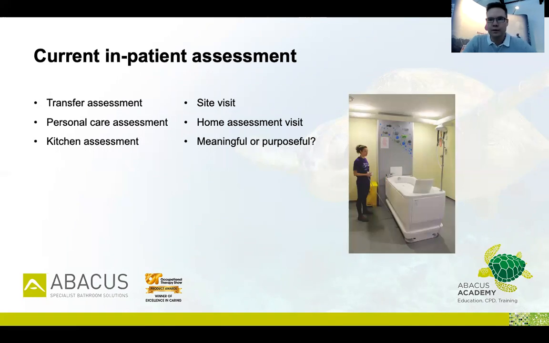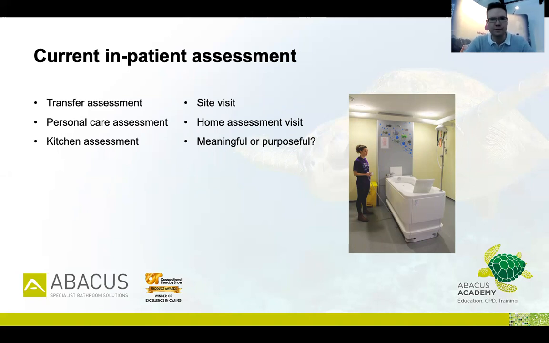So what do we do at the minute within inpatient settings? What service, what assessments do we provide? And we'll try and think about how we reflect on how that might change. So these are just a list of my experiences. You'll have your own, I'm sure. Some of them might be the same, some of them might be different. Some of them you might look at and think, why do they do that? Everyone's going to have their own experiences.